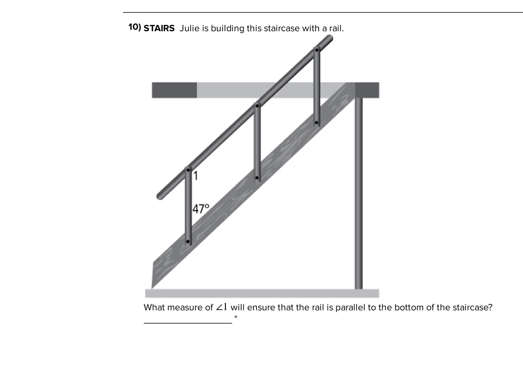Here we have a staircase. And ironically, again, we have two lines cut by a transversal. Again, I have two consecutive or same side interior angles, which are always supplementary. So to find the measure of angle 1, I just have to do 180 minus 47, and my answer would be 133.